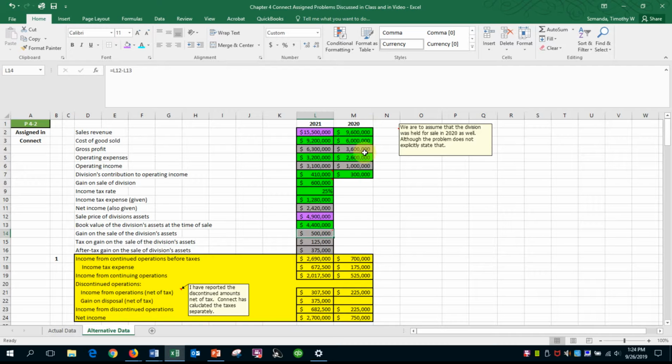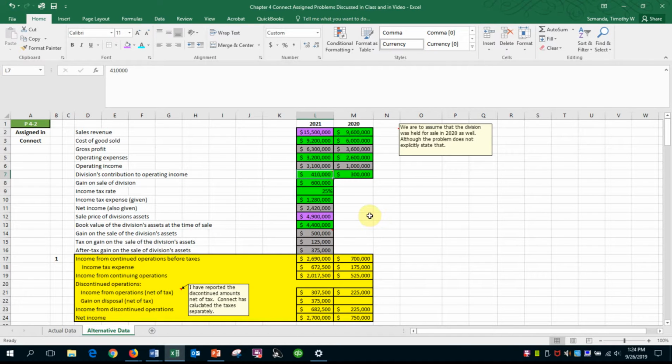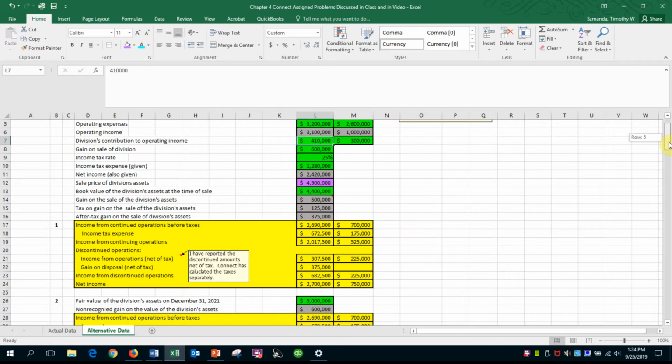In 2020, we'll just have the income produced by the division. In 2021, the year of the closing of the transaction, the actual sale of the division, we'll have its earnings during the year for this division, and as we said, we have to consider the sale price of the assets and then any gain on that sale. All right, so that's what's new in this chapter.